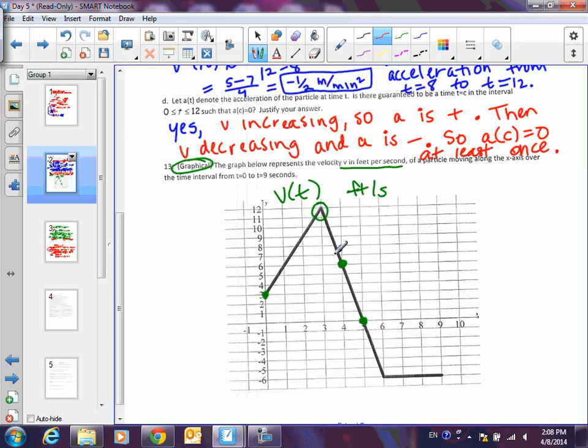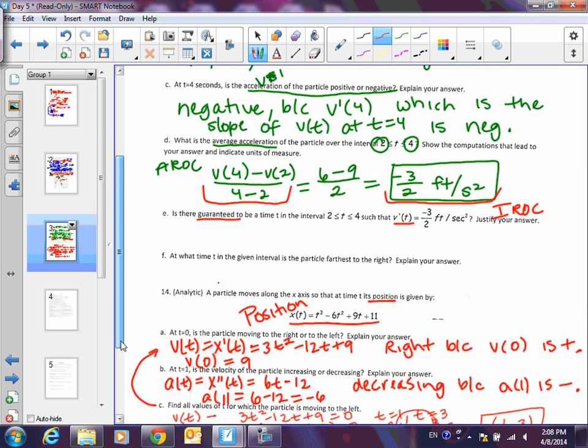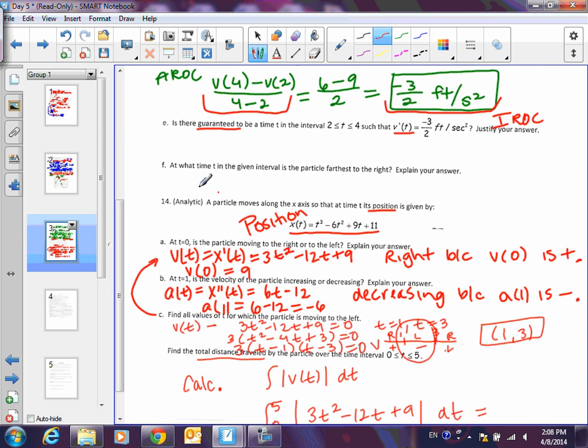Now, if you didn't think about mean value theorem, you could just look at the graph and say, is the slope ever negative 3/2? Look, what is the slope right here? Not negative 3/2. It's negative 6. Is the slope ever negative 3/2? No. Specifically between 2 and 4. And this is because this is a cusp. If this had been rounded out, you would say yes, and you could quote mean value theorem, or you could write out what it means. But no, it's not guaranteed.